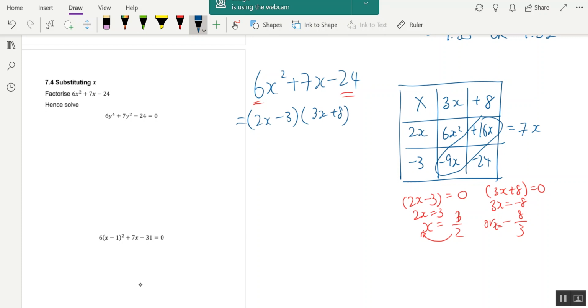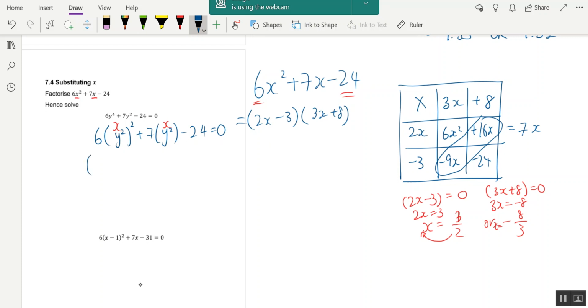Alright, so now the first part asks you to factorize this. Then is the hence part already. This method is called substituting x. It means that when the first part we did, it must be x something squared, and then x, and then a constant. So what squared will become y to the power of 4? So this will become y squared. Plus 7 bracket y squared minus 24 equals 0. So basically, y squared has taken over the job of the x. Okay, so this is how we solve.